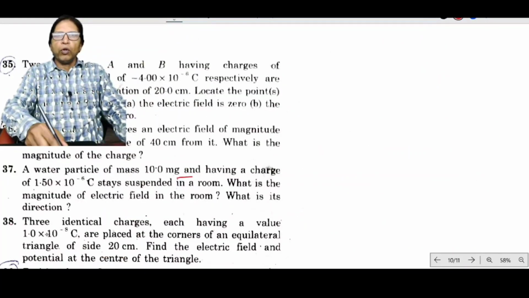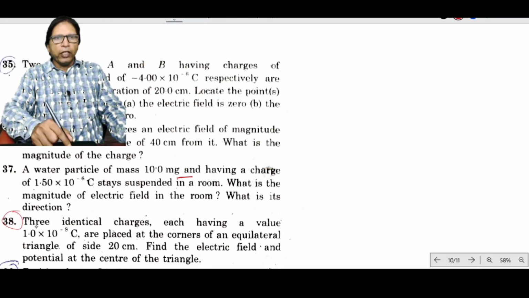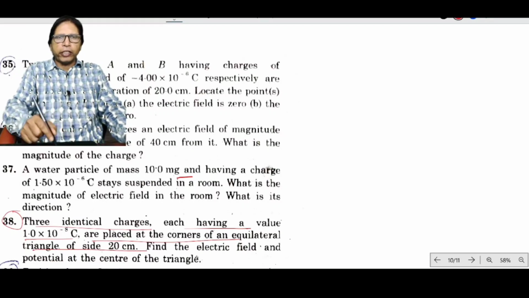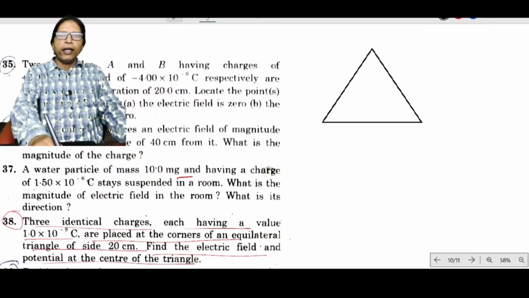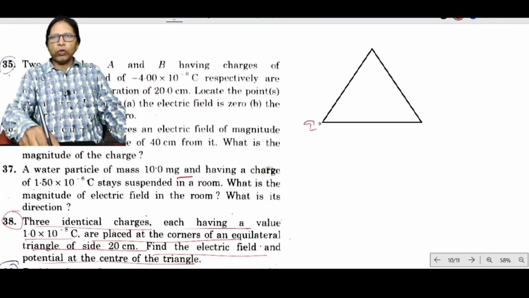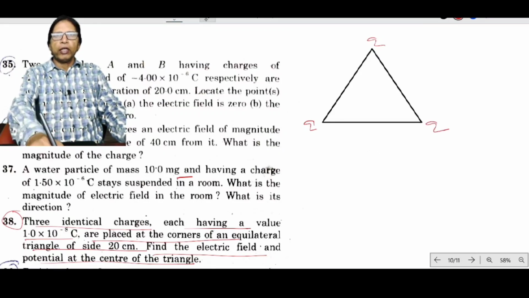Sum number 38. Three identical charges, each having a value of 10⁻⁸ coulomb, are placed at the corners of an equilateral triangle of side 20 centimeter. What is the electric field and potential at the center of the triangle? Now this is an equilateral triangle, and the charges are Q, Q, Q. The electric field at the center due to the Q charge.